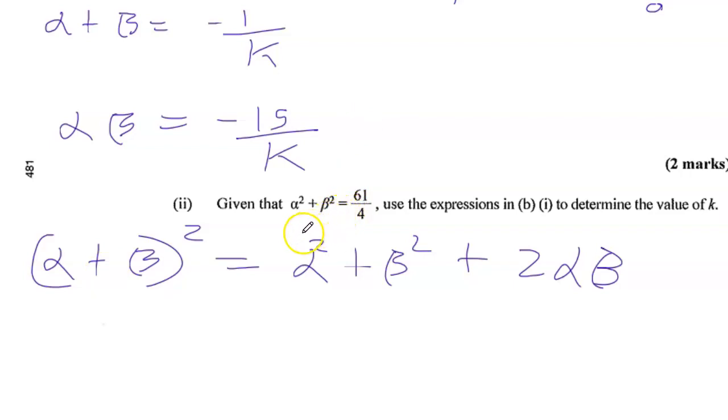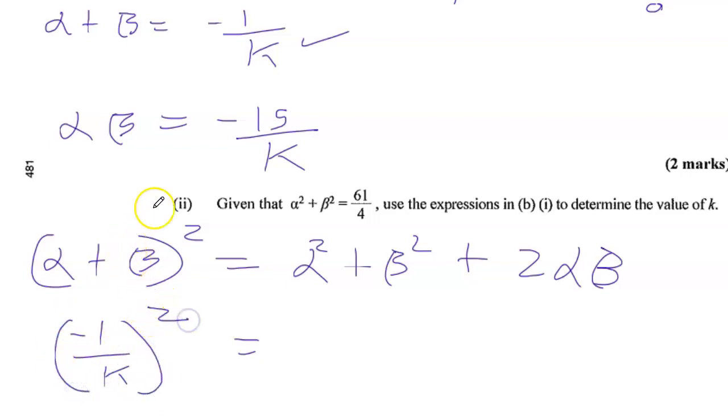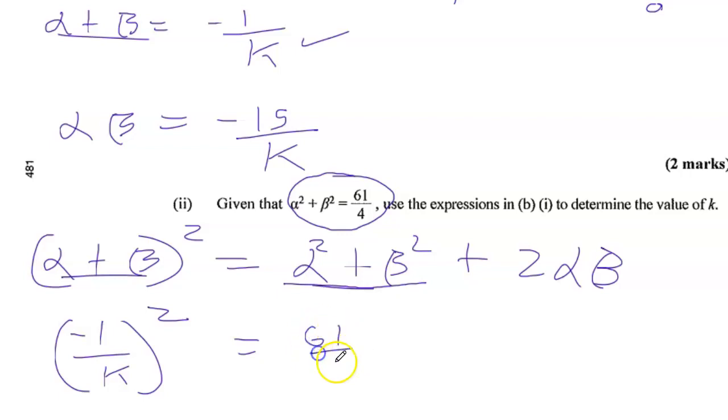And we know that alpha plus beta is negative 1 over k. So in the bracket here, that's negative 1 over k all squared. Replace alpha plus beta with what it represents. And alpha squared plus beta squared, we're told, is 61 over 4. So we can replace these two terms with 61 over 4.